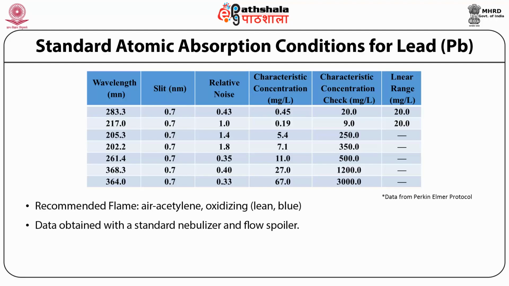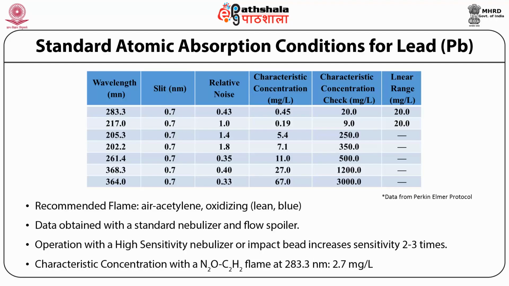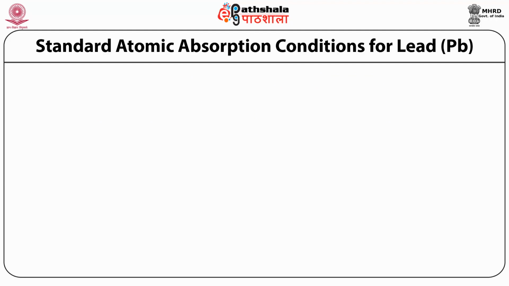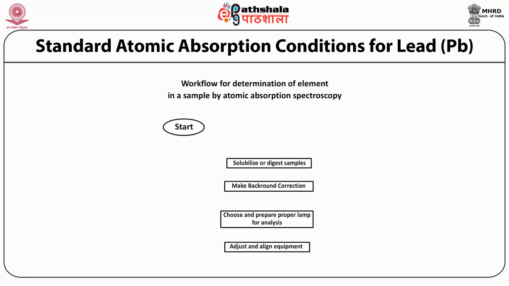Data obtained with standard nebulizer. The data presented is obtained with standard nebulizer and flow spoiler. The sensitivity can be increased 2 to 3 times if the same is operated with high sensitivity nebulizers. The characteristic concentration that can be obtained with nitrous oxide and acetylene flame at 283.5 nanometers is 2.7 milligram per liter. This slide shows you a workflow for determination of an element in a sample by atomic absorption spectroscopy.